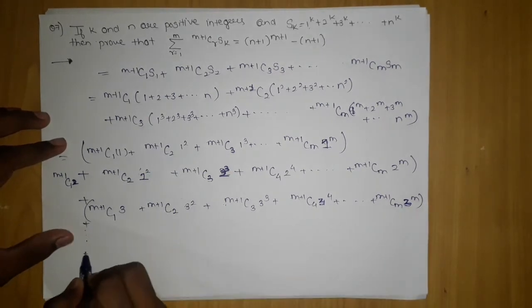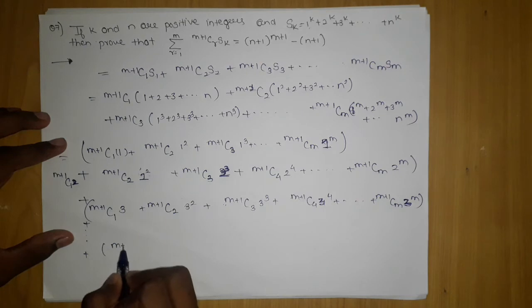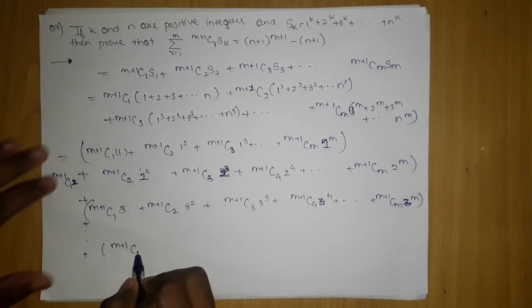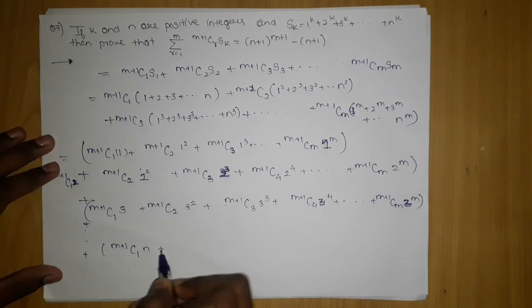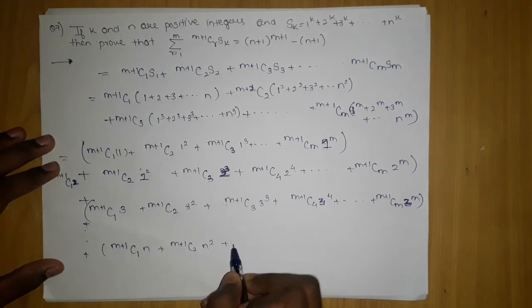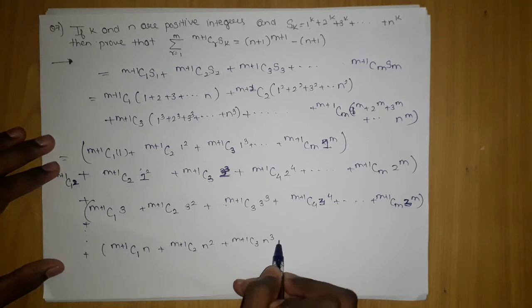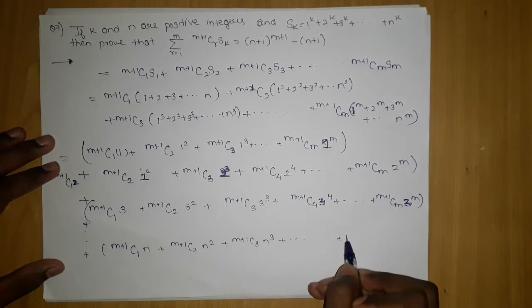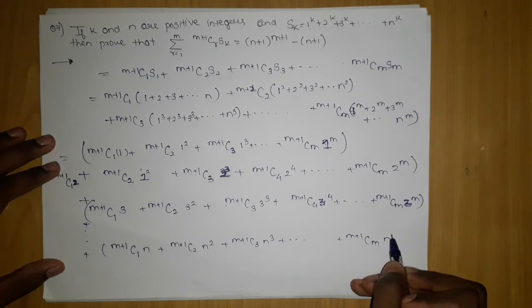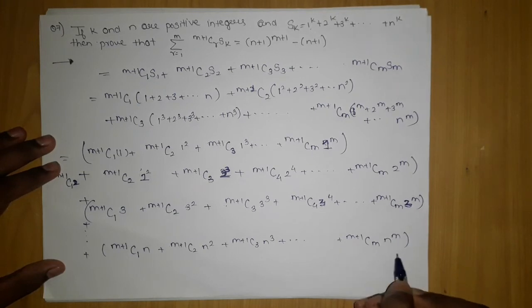It will go until the last, where I will have (m+1)C_1, here n will be there. Similarly here (m+1)C_2, n^2 will be there. Here (m+1)C_3, n^3 will be there, and so on till the last, (m+1)C_m, n^m will be there. Okay, so we will move on like this.